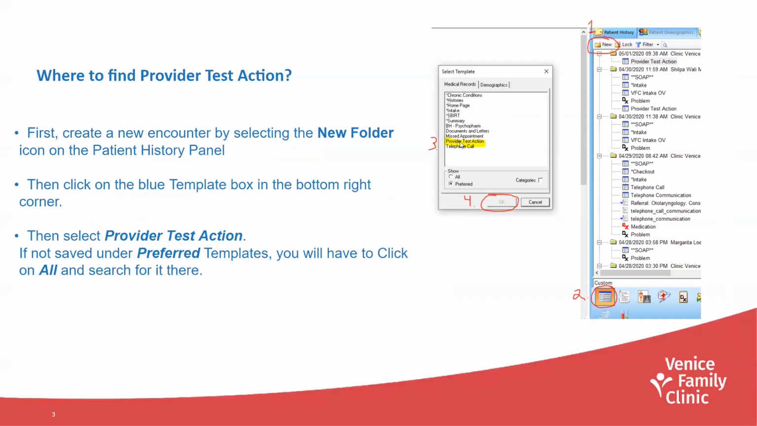Now, in your preferences, if you don't have it added to your preferred templates, you have to click the All radio button to have it display, and then you'll select Provider Test Action, and then click OK.